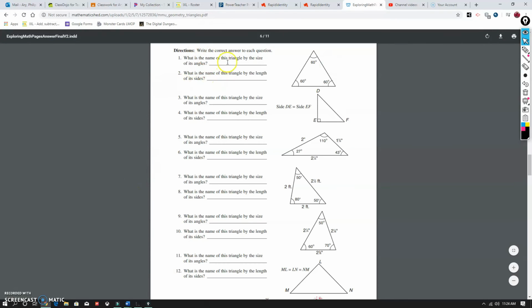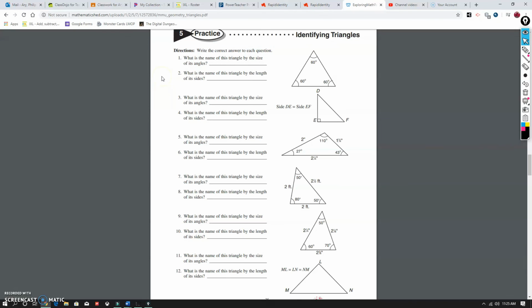For example, what is the name of this triangle by the size of its angles? It's not going to be equilateral, because it wants to know based on the size of the angles. These are less than 90 degrees, so number 1 would be an acute triangle. Number 2, what is the name of the triangle by the length of the sides? These are all equal, so it's going to be an equilateral triangle. So it's an acute equilateral triangle. Number 1 acute, number 2 equilateral. I've already done the first two for you, and it just wants you to classify all of these triangles based on the size of their angles and the length of their sides.